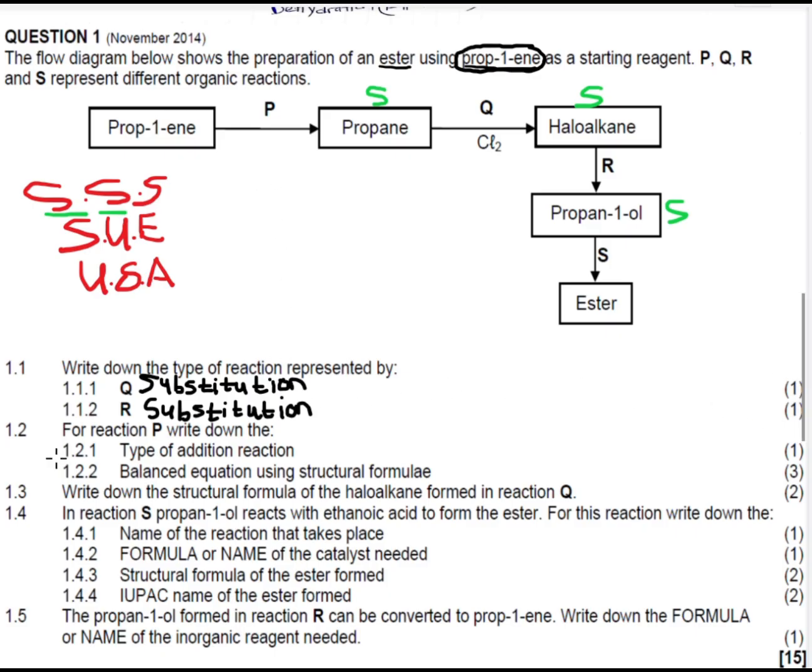Let's go to question 1.2.1. They are saying consider reaction P and write down the type of addition reaction. This is very important, guys. Type of addition reaction. Now they want you to be specific.